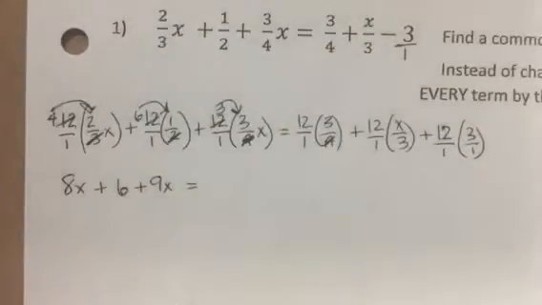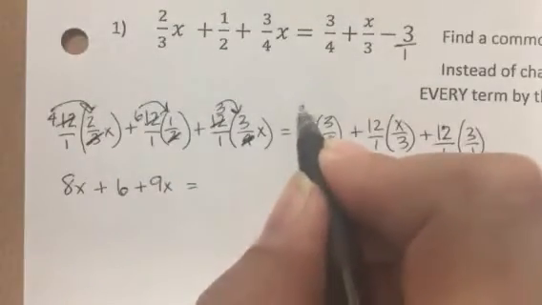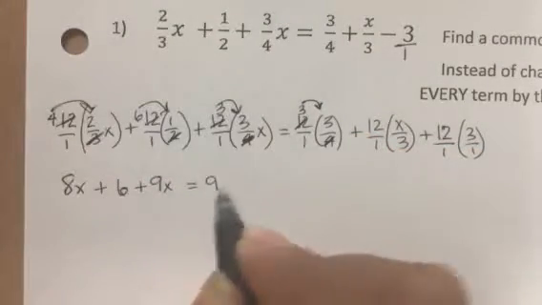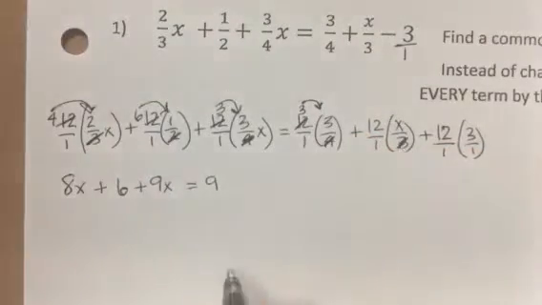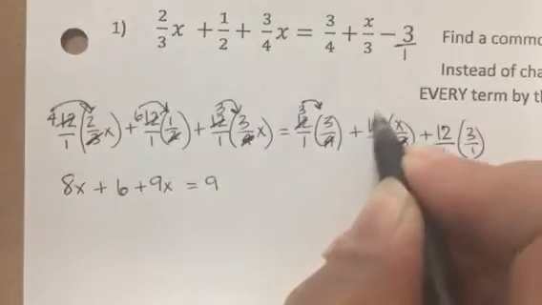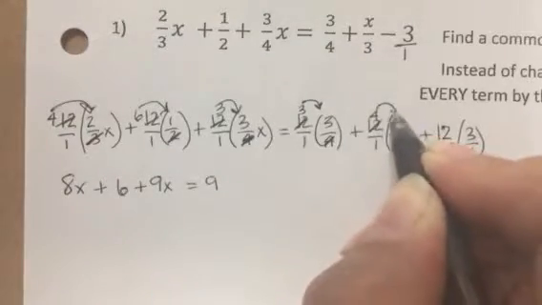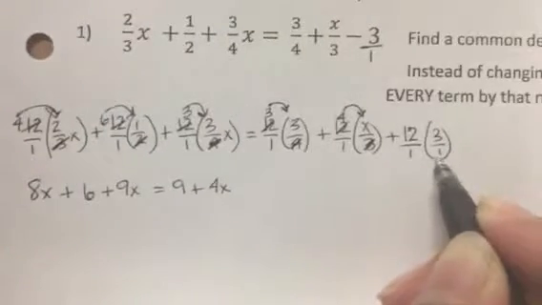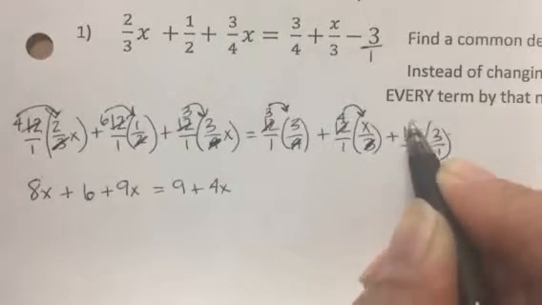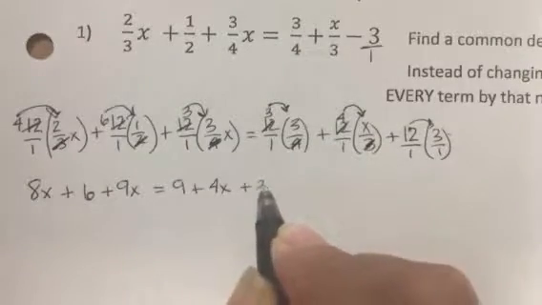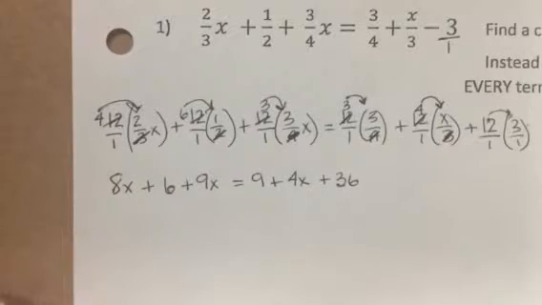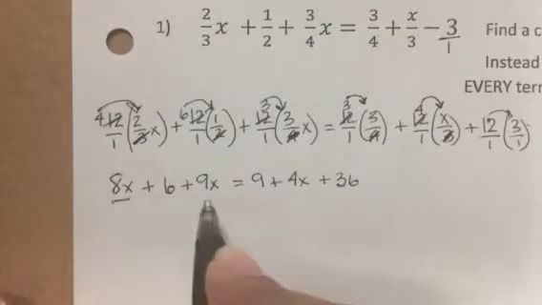4 will go into itself 1 time. 4 will go into 12 3 times. 3 times 3 is 9. 3 will go into itself 1 time. 3 will go into 12 4 times. 4 times x is 4x. And the last one, 12 times 3 is 36. All right, now you have a nice looking equation that you can just combine like terms.